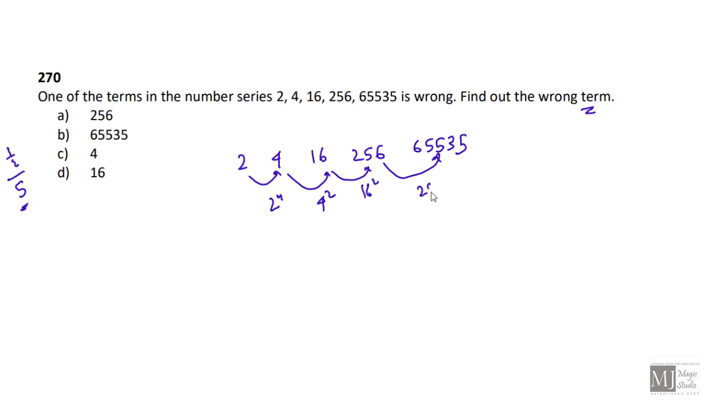Now, how much is 256 squared? 256 squared should end with 6. Now, that is the only catch. Otherwise, 256 squared is 65536, but there is no 6 at the end. That means 65535 is the wrong term, and the correct term should be 65536. Option B fits in.